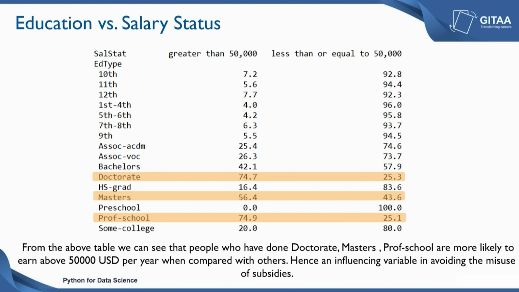we can see that people who have done doctorate, masters and professional school are more likely to earn above 50,000 US dollars per year when compared with the other education type. So, hence it can be an influencing variable in avoiding the misuse of the subsidies.